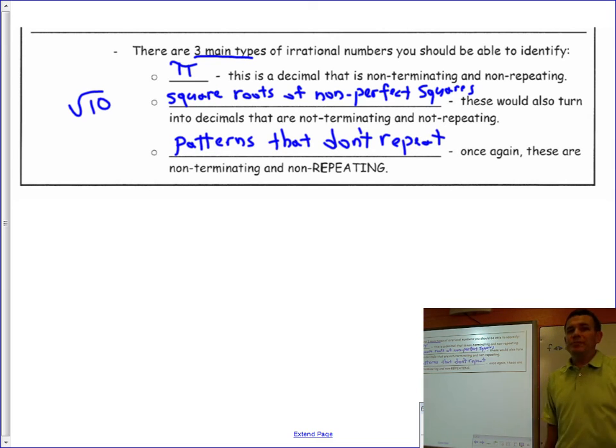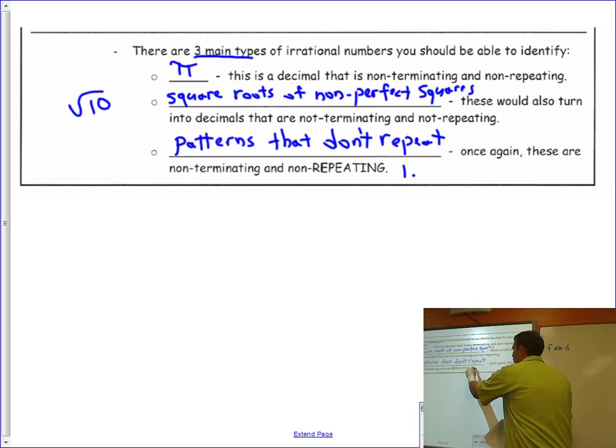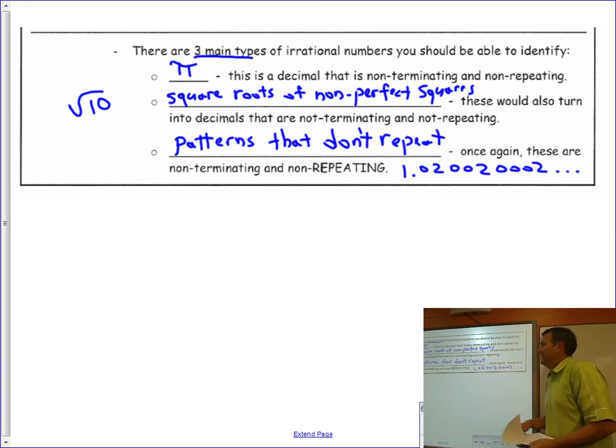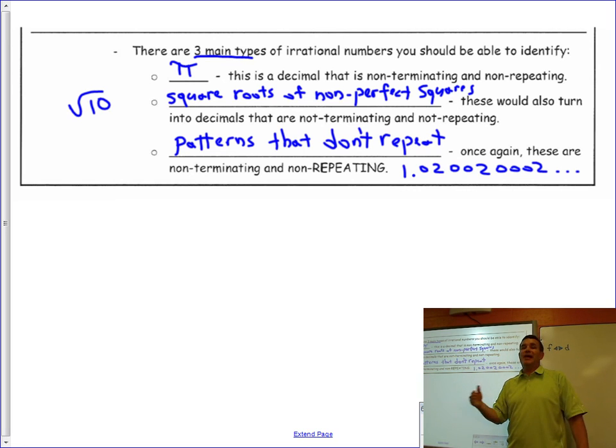patterns that don't repeat. We looked at these last section. That would be like 1.020020002. It's a pattern, but not a repeating pattern, so it's non-terminating and non-repeating. These are the three main types of irrational numbers. So our job right now is, can you tell the difference between rational and irrational numbers? We're going to do examples in part 2.